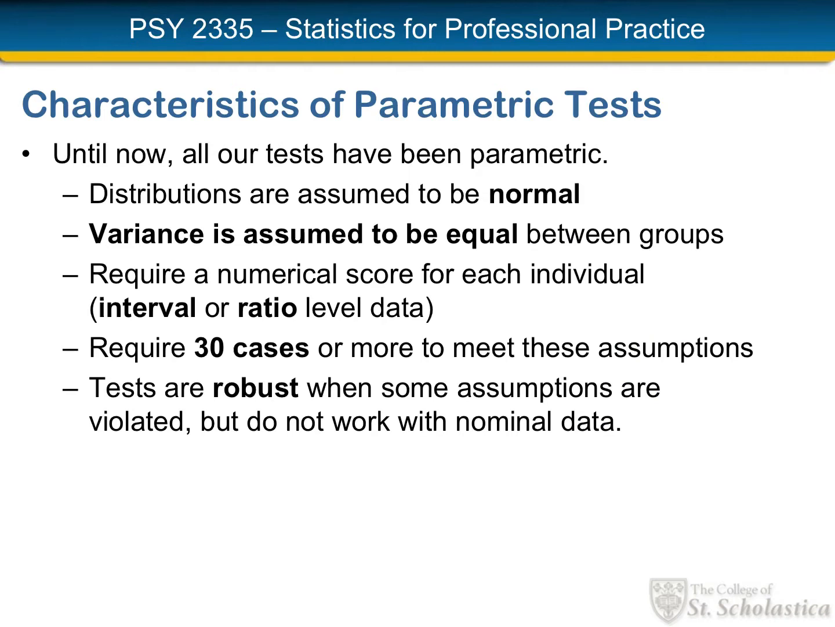We usually need about 30 cases. If you think back to our central limit theorem, you remember that around 25 or 30 cases was the place where the distribution of sample means became relatively normal. These tests tend to be robust. In other words, they don't instantly fall apart when the assumptions are violated a little bit, but nonetheless they are completely unable to work when we have nominal data because you can't compute a mean or a variance for nominal data.